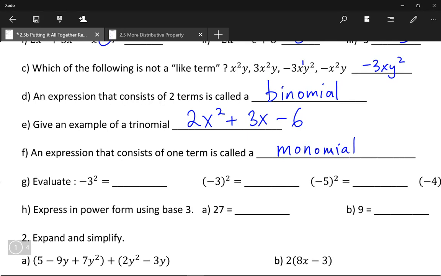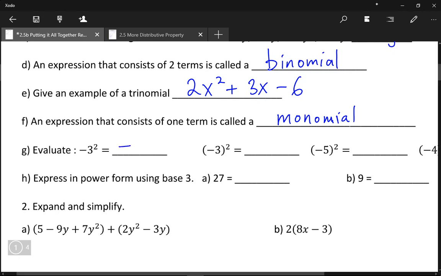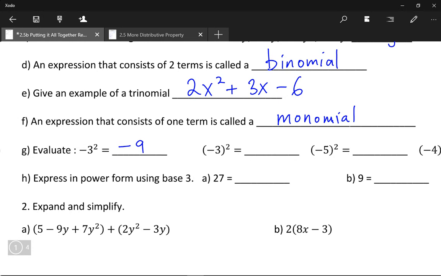Part G, evaluate. Negative 3 squared. We have negative 9. So remember, the negative is outside that base. The exponent does not operate on negative 3. It just operates on the 3, and then you multiply the negative afterward.